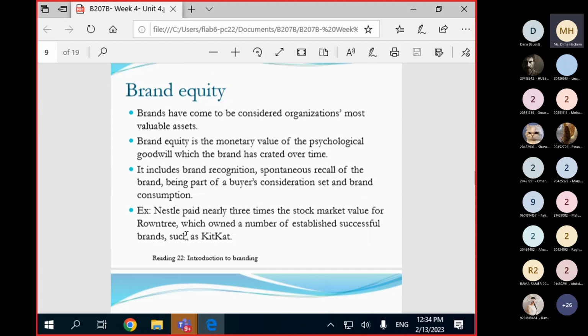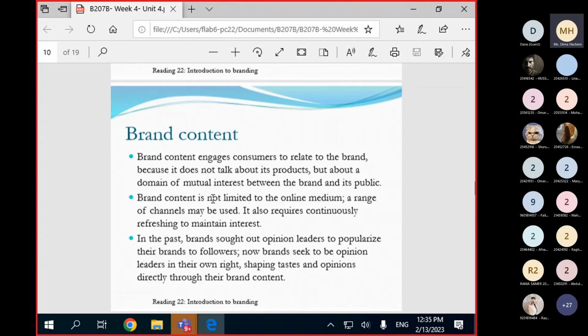Here, in this context, brand equity: when you build a brand, you keep spending money on this brand. Eventually it becomes valuable and you can sell it for a big price. Some brands were sold for millions and millions of dollars. So brands have come to be considered organizations' most valuable assets because they have a monetary value and they include brand recognition and spontaneous recall of the brand. As soon as you see the brand logo or colors or product, your brain will take you back to everything you know about the brand. It will give you either a positive or a negative association about the brand. So this is why brand equities are valuable.